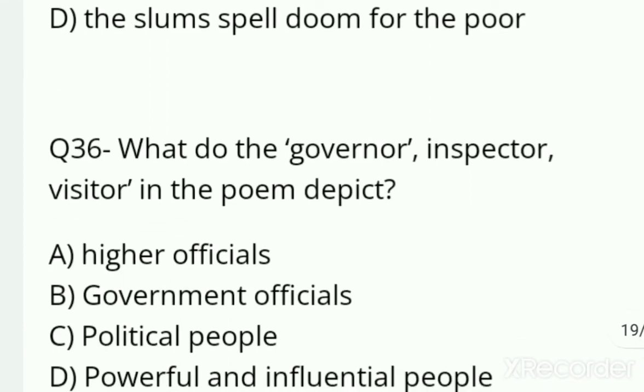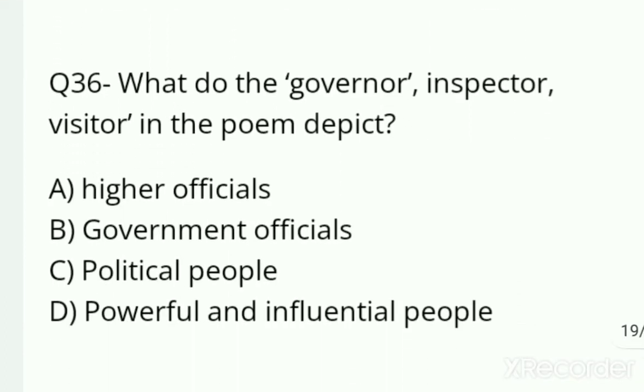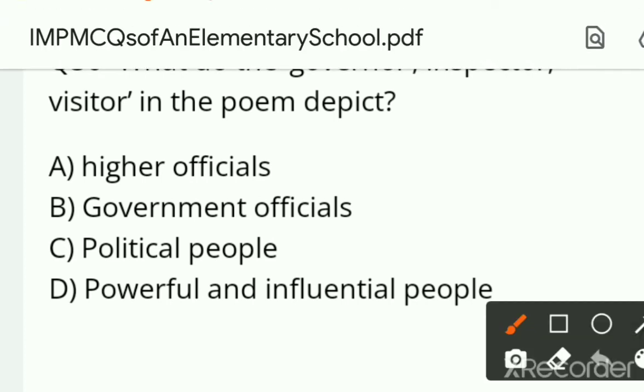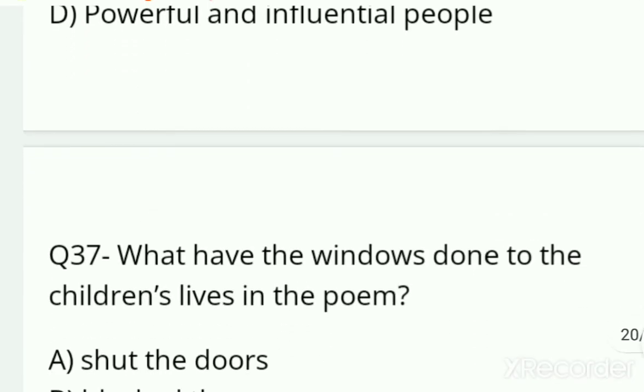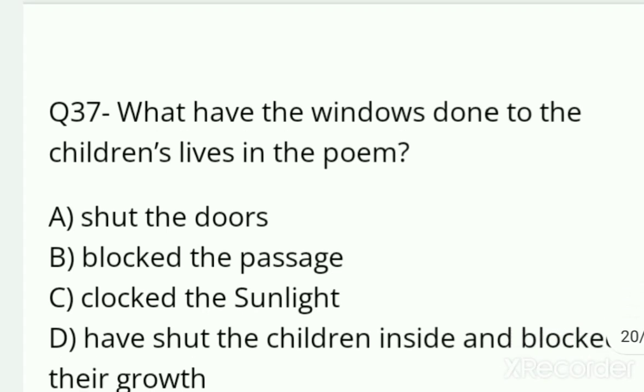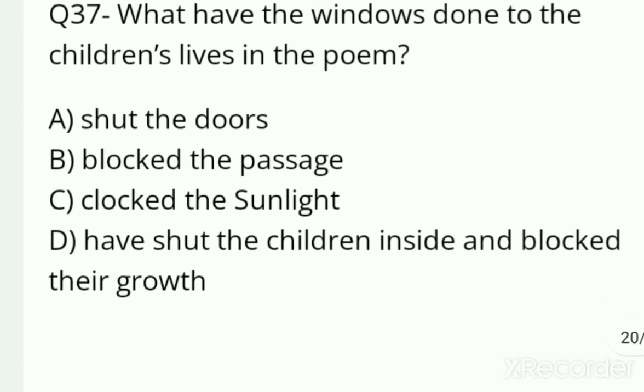Next, what do the governor, inspector, visitor in the poem depict? A, higher officials. B, government officials. C, political people. D, powerful and influential people. Yes, option D is the correct answer. Powerful and influential people.